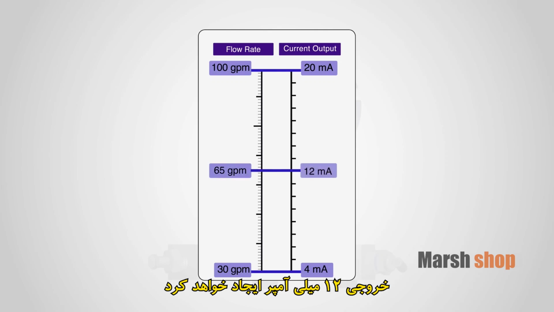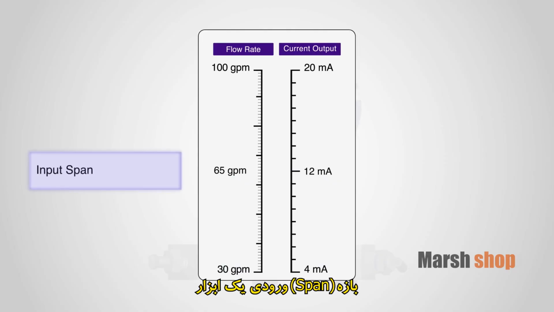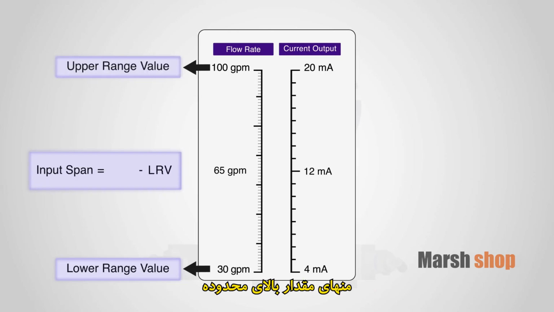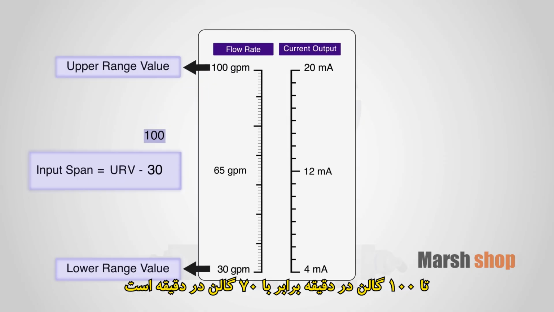The input span of an instrument is simply its lower range value, often referred to as LRV, subtracted from its upper range value, often referred to as URV. For example, the span of the input range of 30 gallons per minute to 100 gallons per minute is 70 gallons per minute.